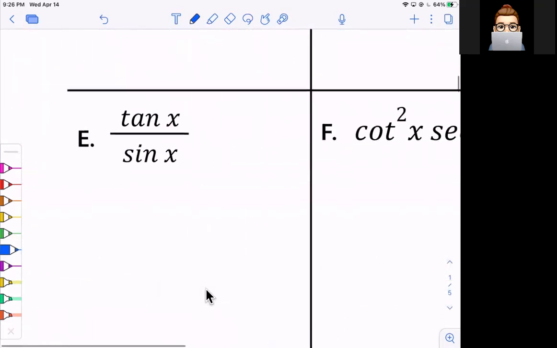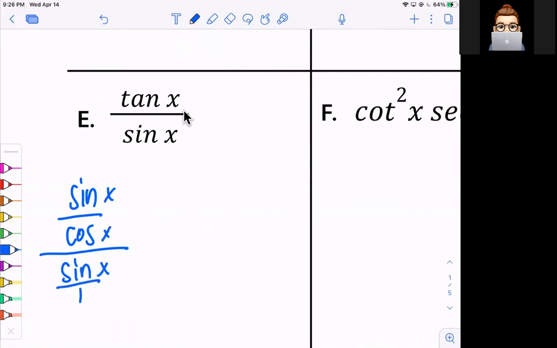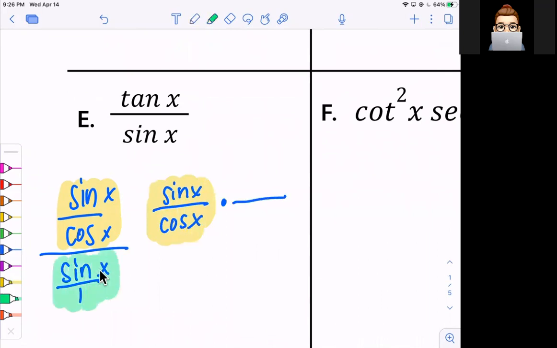All right, let's look at E. E is tangent. Feel free to pause if you feel like you're getting the hang of it. Tangent is sine over cosine, and it's being divided by sine. Remember, sine x is like over 1, right? So then I need to multiply times the reciprocal. First I use the original one, sine x over cosine x. That's my original one. And then in order to divide, I change it to multiply, and then I flip the second fraction over. So I get 1 over sine x.